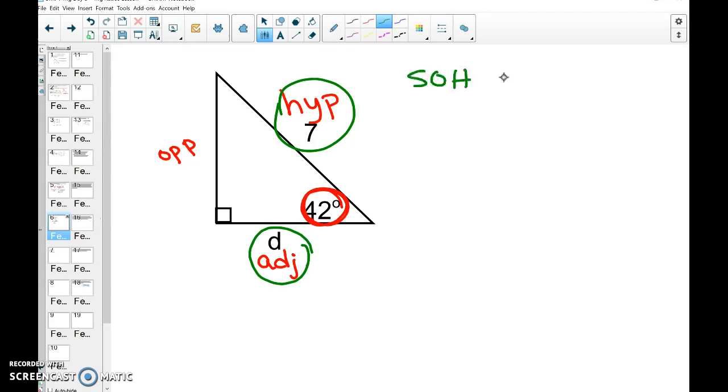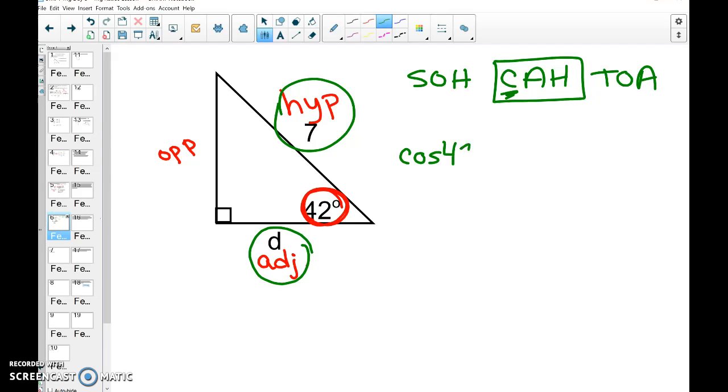Write out our SOHCAHTOA. You're going to have that acronym ingrained in your brain by the time you're done with these problems. The only ones that have adjacent and hypotenuse included in it are this part, which is cosine. That's what the C stands for. So I have to use cosine. That's how you decide which one to pick. It's going to be cosine of 42.